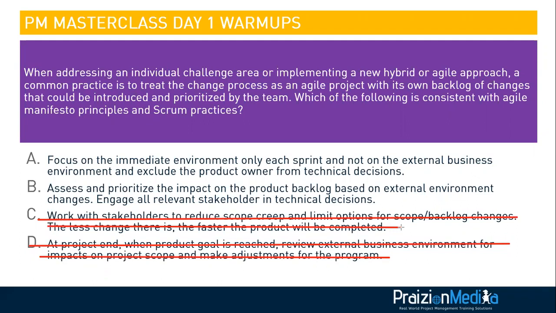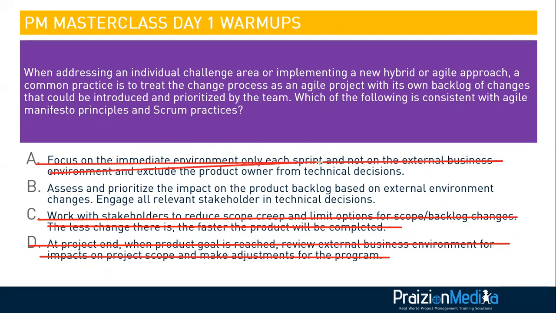Let's go to B. Assess and prioritize the impact on the product backlog based on external environment changes. Engage all relevant stakeholders in technical decisions. That doesn't sound bad. Let's take a look at A. Focus on the immediate environment only each sprint and not on the external business environment, and exclude the product owner from technical decisions. Well, of course, that would be a recipe for failure.